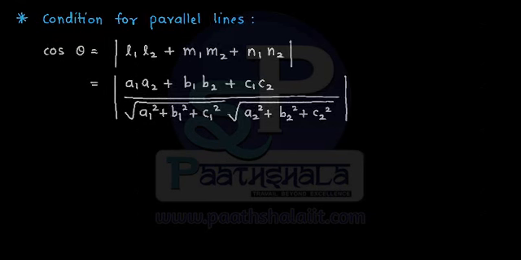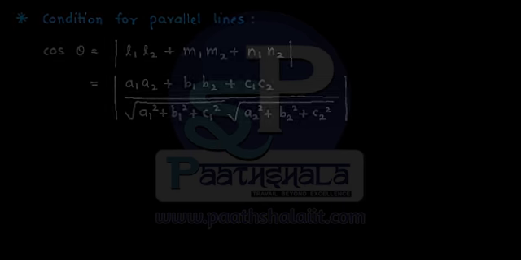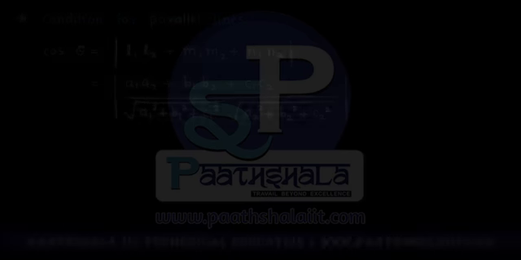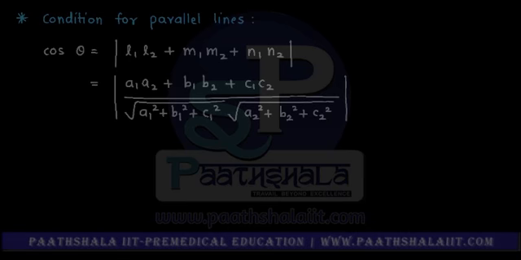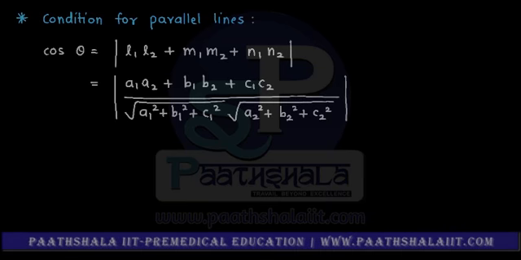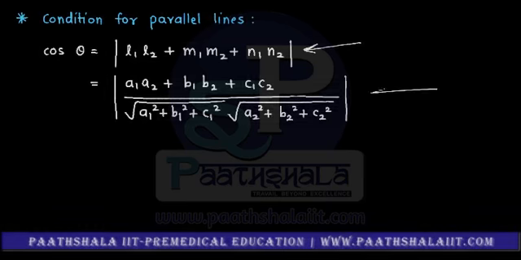Now let us see the condition for parallel lines. We have seen the formula for angle between two lines, so that is cos theta as given here in terms of the direction cosines as well as in terms of the direction ratios of the two lines. Now suppose we want to develop a condition to test whether the two lines are parallel or not, by knowing the values of their direction cosines or direction ratios.